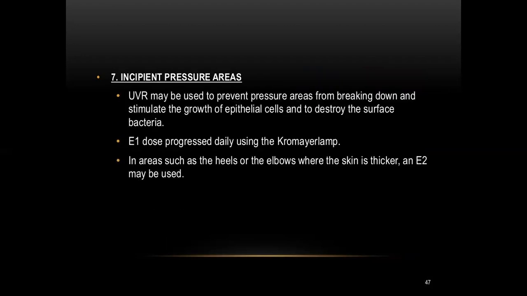Seven. The incipient pressure areas. UVR may be used to prevent pressure areas from breaking down, stimulate the growth of epithelial cells, and destroy the surface bacteria. Give it progressively daily using the Cromier's lamp. In areas such as the heels or the elbows where the skin is thicker, an E2 may be used.